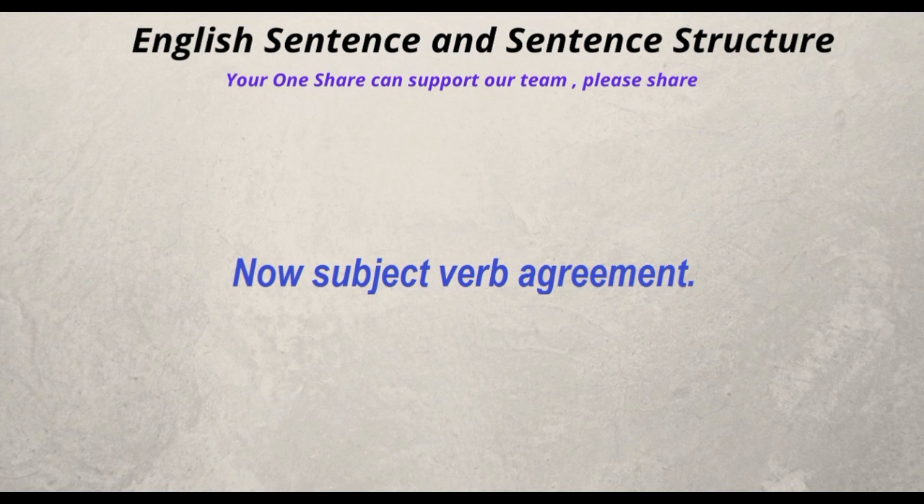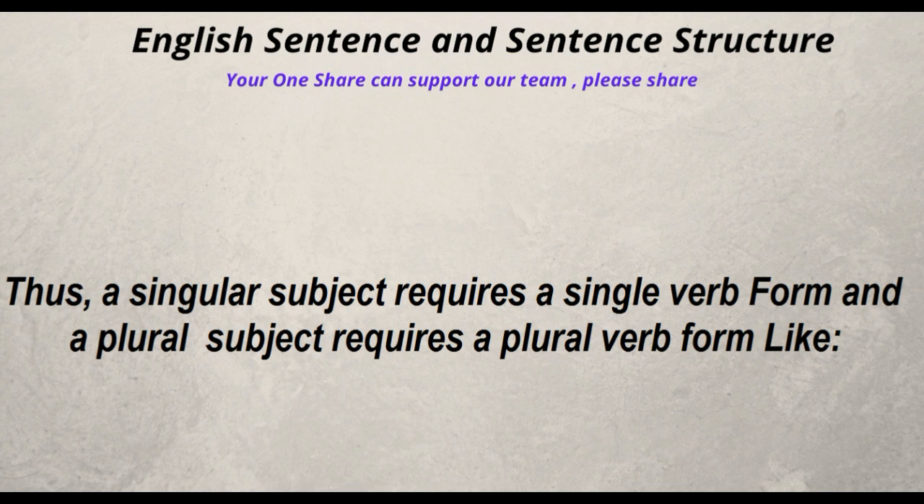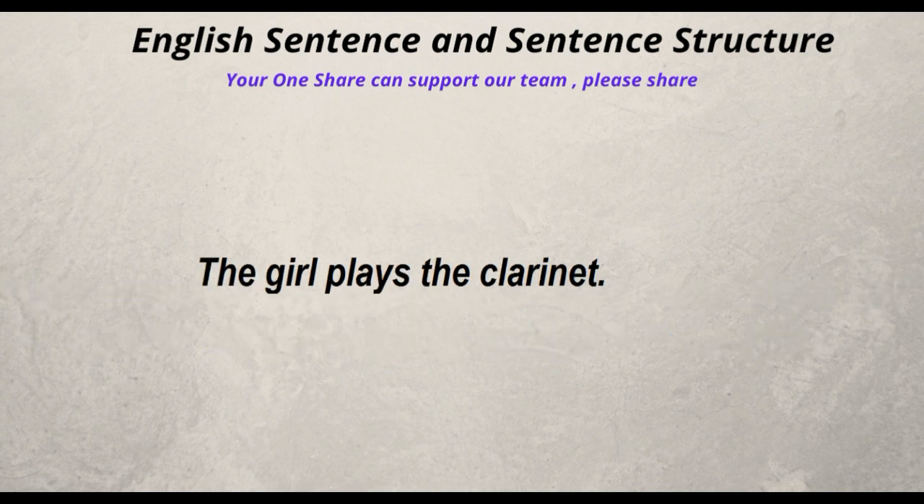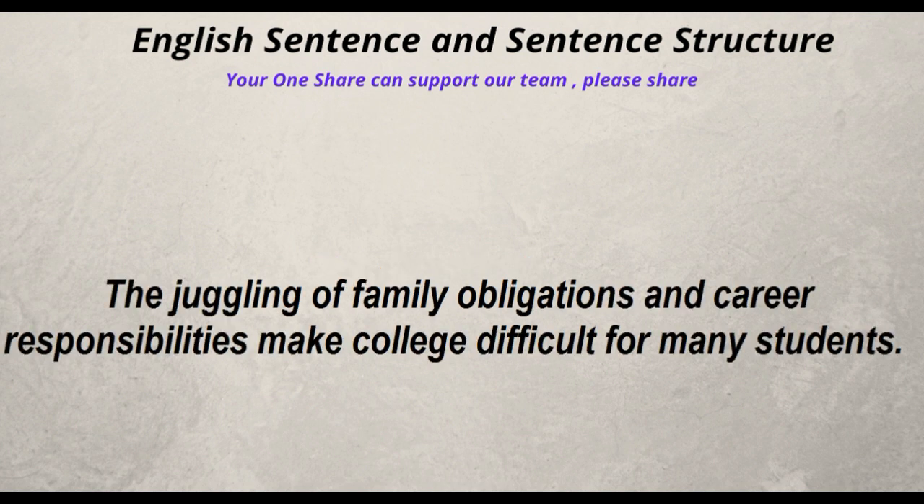Now, subject-verb agreement. Subjects and verbs must have the same number. Thus, a singular subject requires a singular verb form, and a plural subject requires a plural verb form. Like, the girl plays clarinet. The dogs bark. The juggling of family obligations and career responsibilities makes college difficult for many students.